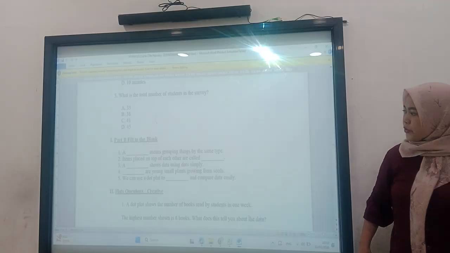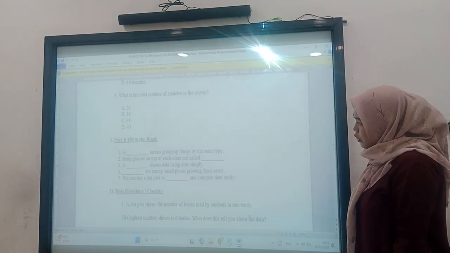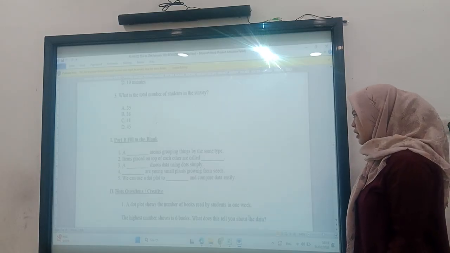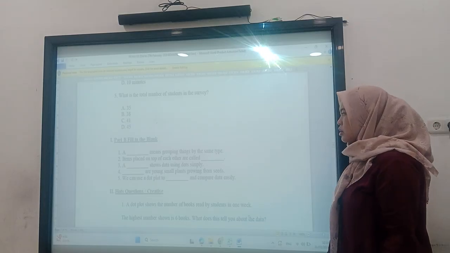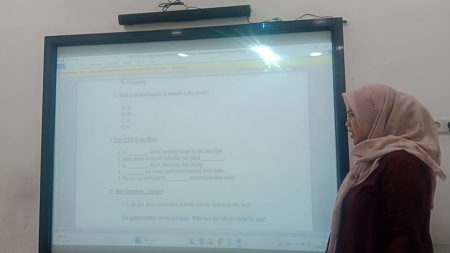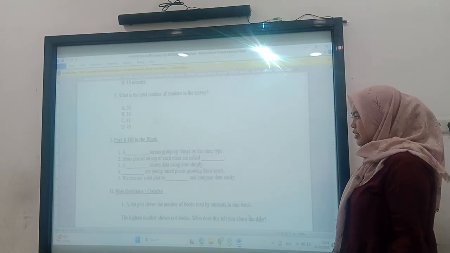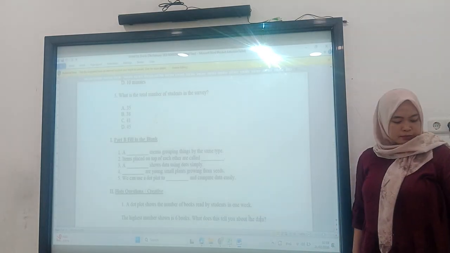Number one, sort means grouping things by the same type. Number two, items placed on top of each other are called stacked. Number three, a dot plot shows data using dots. Number four, seedlings are young small plants growing from seeds. Number five, we can use a dot plot to show and compare data easily.